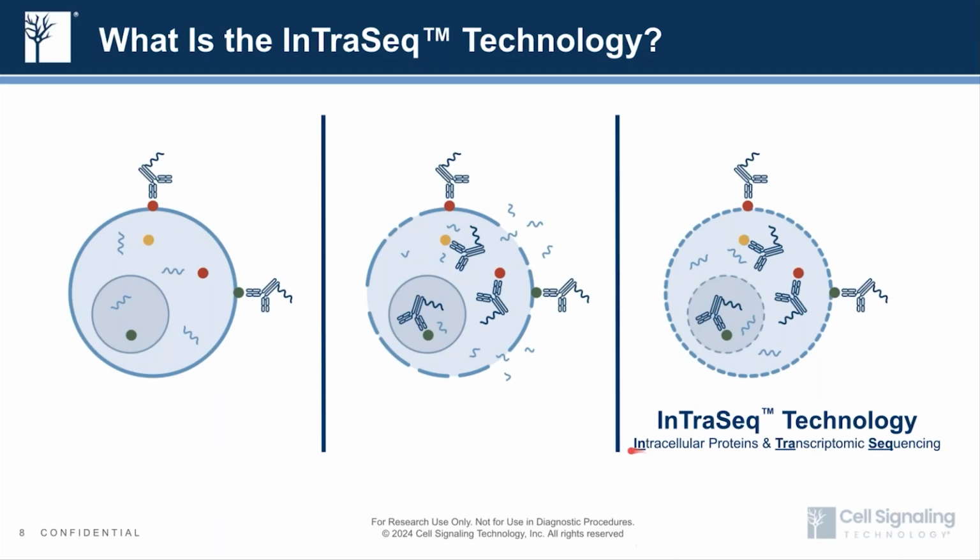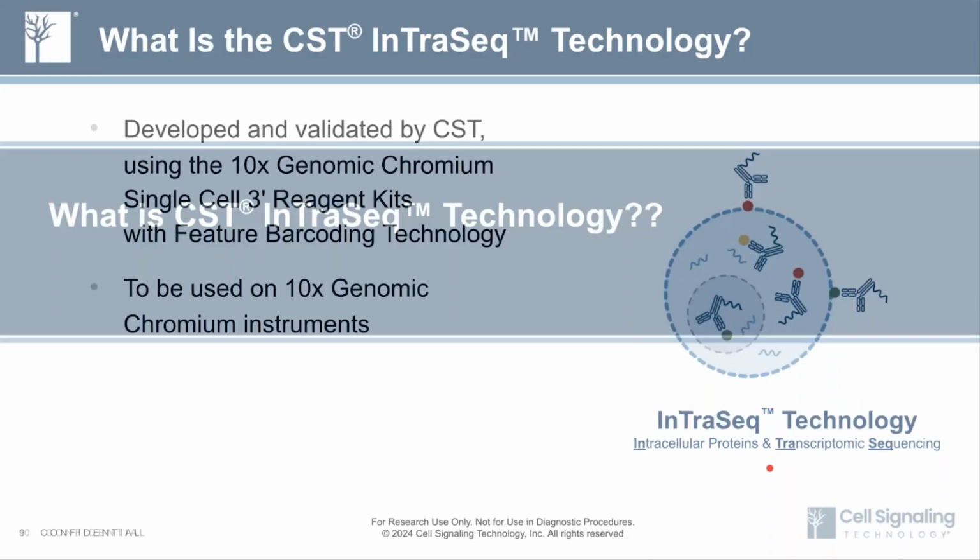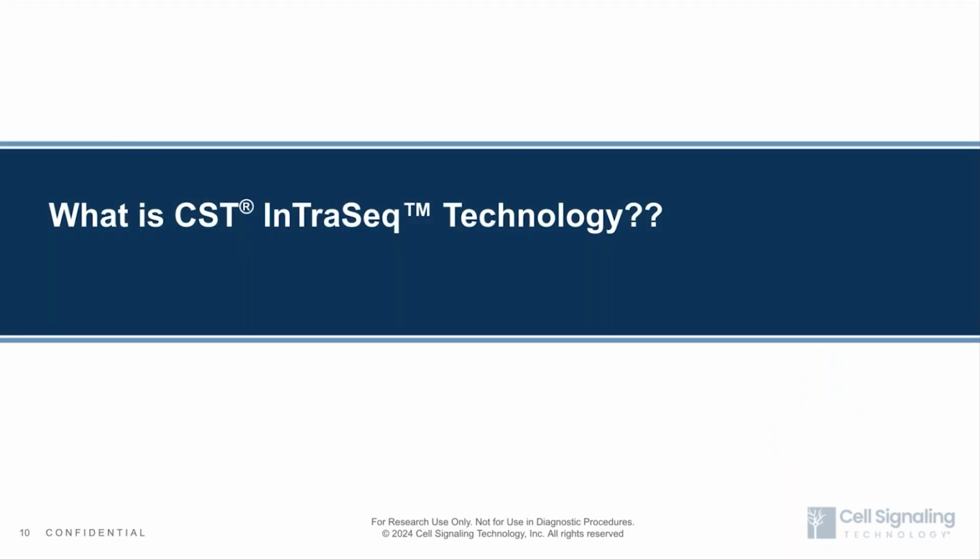So InTraSeq was developed and now it's commercially available online. It's short for intracellular protein and transcriptomic sequencing. I want to mention before I move forward that this technology was developed and validated by CST using the 10x Genomics Chromium single cell 3' kits with feature barcoding technology, and it's supposed to be used on the 10x Chromium instruments. Now, what is the InTraSeq technology?